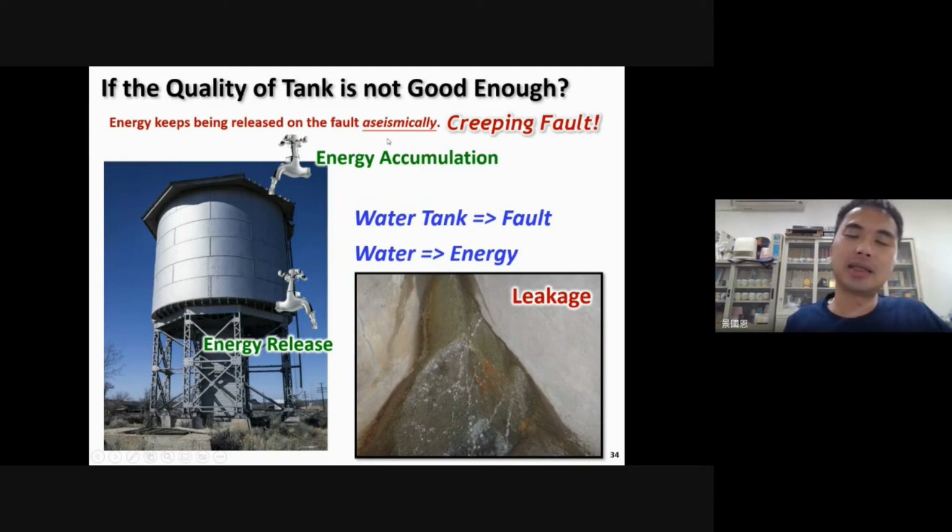So aseismically means the movement of the fault without earthquake. Okay, so that means the slip or the slip rate of the fault is usually very, very slow.